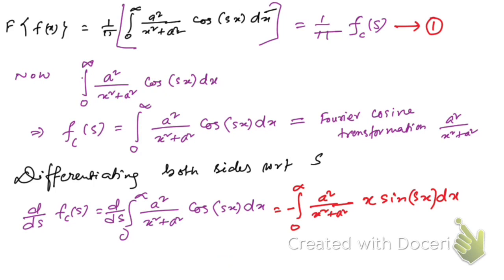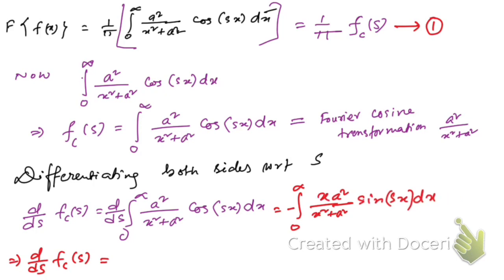Now let me clean this one. Okay, so what we have got here, you see, we have got the derivative of this function with respect to s, the Fourier cosine transformation of the given function. Now what are we going to do here? You see, just this x can be written with this a square, right? We can write this way. Okay, so then let me write this one.